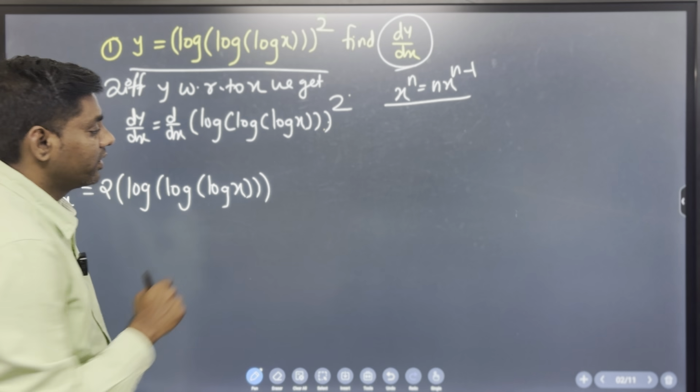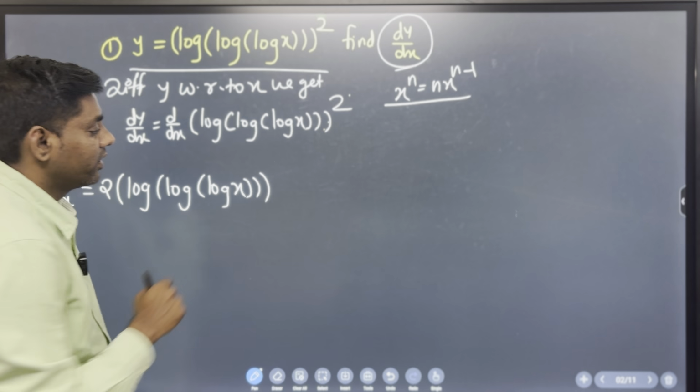So let's start the first question. Here we clearly observe that y is a function of x, and it is log of x whole square. A very simple question. Here y is given and we have to calculate dy by dx. So we solve the question by using the chain rule.